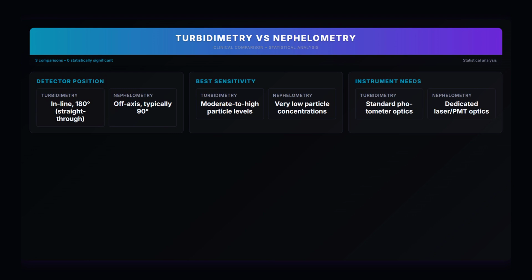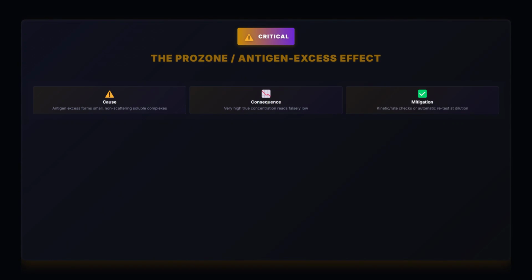Both techniques share one dangerous pitfall, the prozone or antigen excess effect. At very high antigen concentration, small non-scattering soluble complexes form instead of large lattice complexes, and scattering paradoxically drops, risking a falsely low result on your highest, most critical samples.